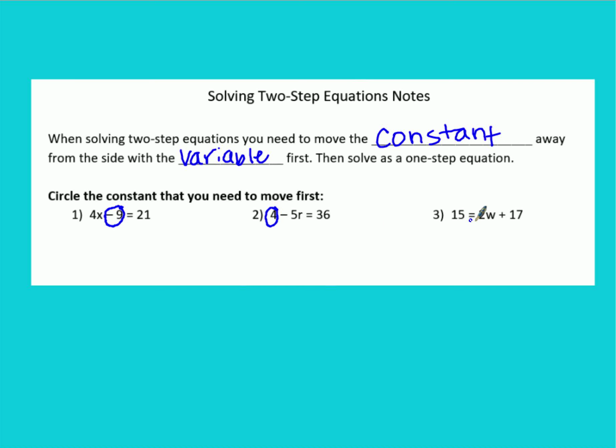In our third example, our variable is w. It's on this right side here. The constant on this side is positive 17. That would need to be moved away first in order for us to solve this two-step equation.